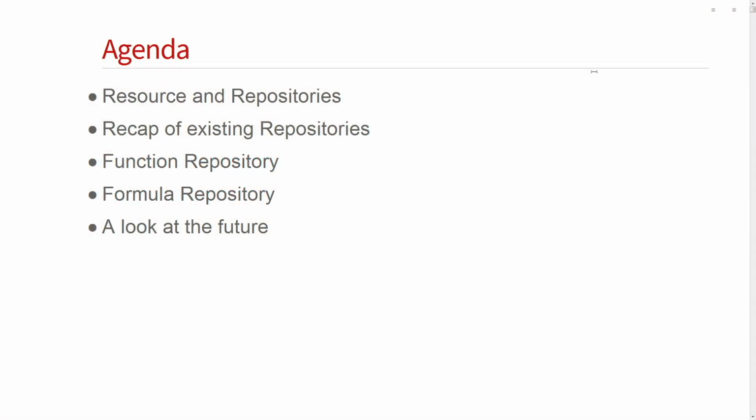So here's a brief agenda. First, I'm just going to recap, hopefully, for most of you, what a resource object is and what we mean by repository in this context. Then we'll briefly go through the two repositories that we've already released, the Data Repository and the Neural Net Repository. And then we'll spend the large chunk of the talk on the Function Repository and resource functions. And then real quickly, I'll demo the Formula Repository. And then I'll just show a quick list of things that we're going to be working on in the future.